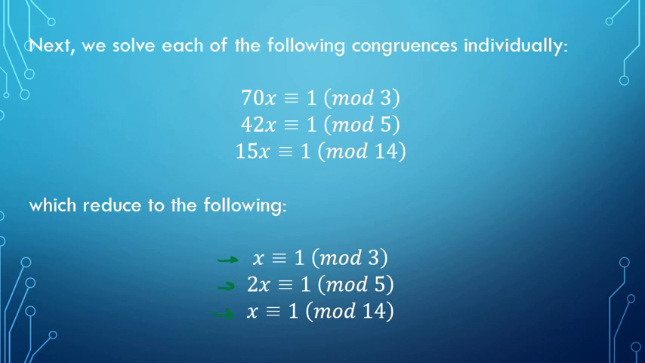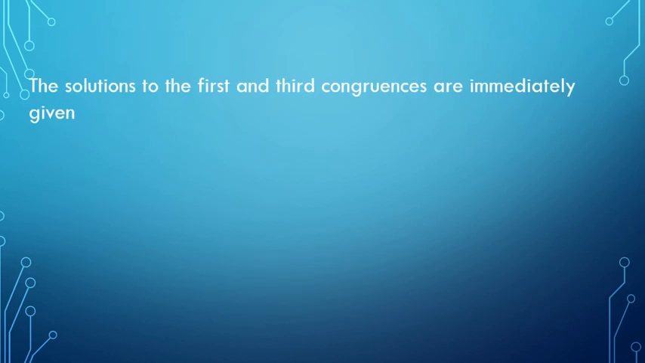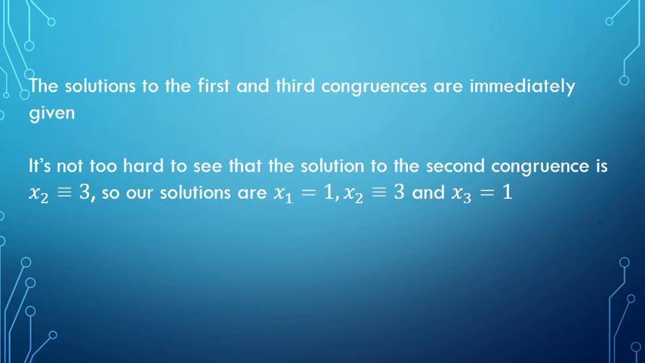The first and third ones are the nicest possible case that we can have, because a simple reduction tells us what the solutions to the first and third congruences are. This is the best case we can possibly see. We only have to do a little bit of work on that second one, and it takes very little time to figure out what the solution to that second congruence is. So, as we said, the solutions to the first and third congruences are given to us right away. It's not too hard to see that the solution to the second congruence is x2 is congruent to 3.